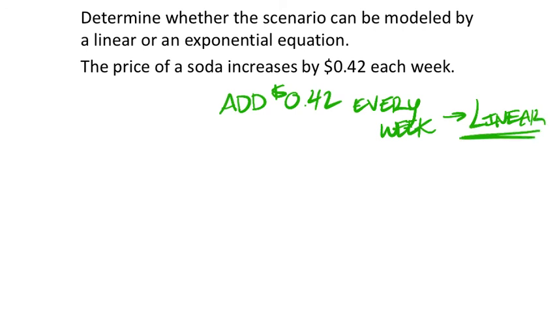So again, the difference is this one is increasing. They gave us a specific amount. It didn't say that it's multiplying by 0.42. It didn't say it's dividing, it's just increasing 42 cents every week. So you're just repeatedly adding 42 cents all the time. And that's what makes it linear.